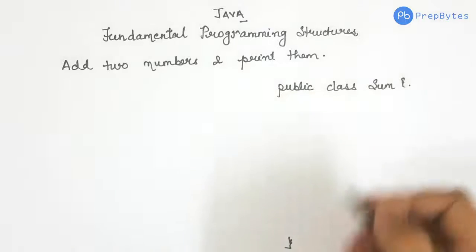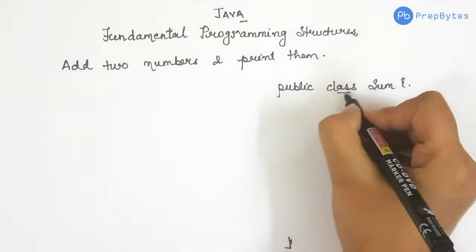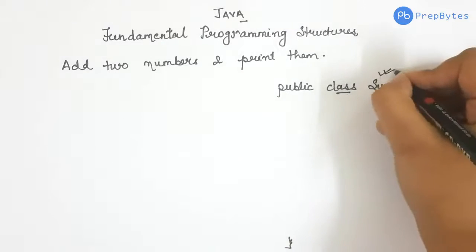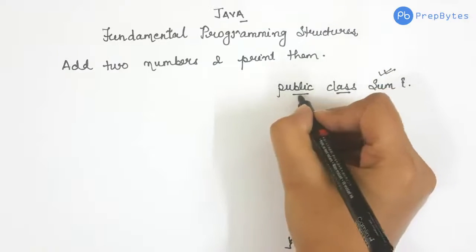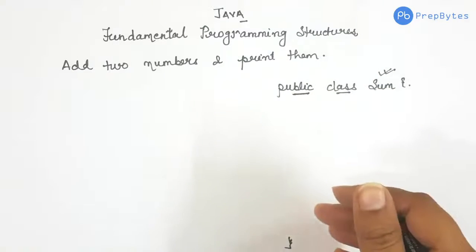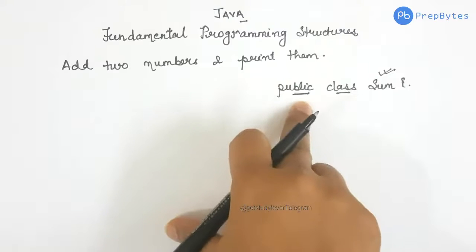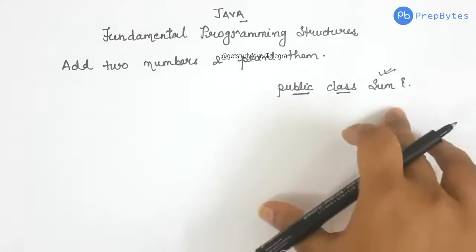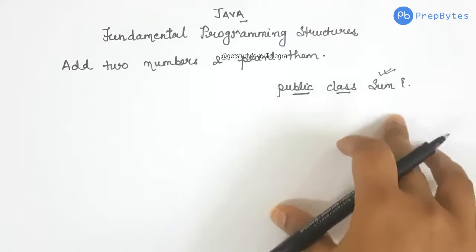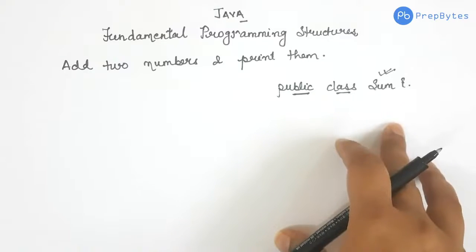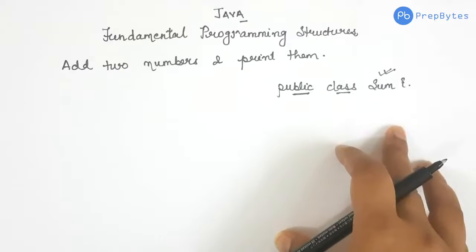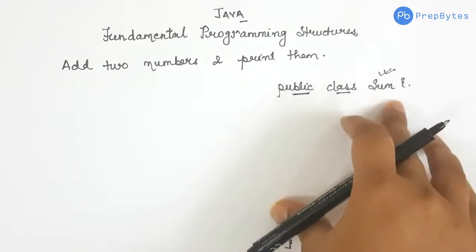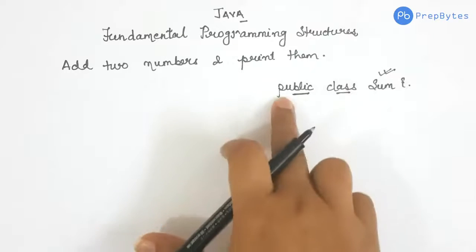So this is a class, Sum, that we have created. This is the keyword class. This is the name of our class. And this is the access modifier. An access modifier controls how this class will be visible to other classes. Generally, when you write an application, you have more than one class, so you have to control how other classes will access elements of this particular class. This is done using the access modifier.